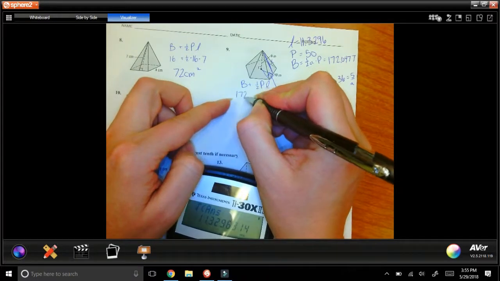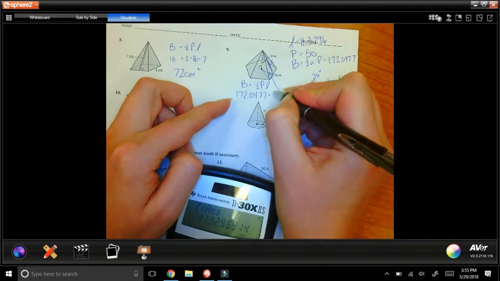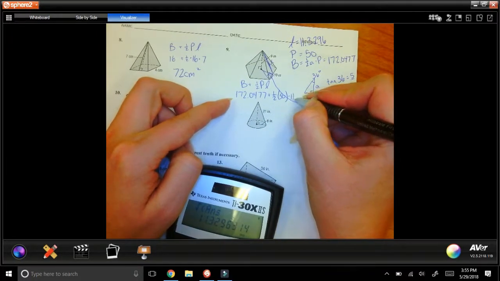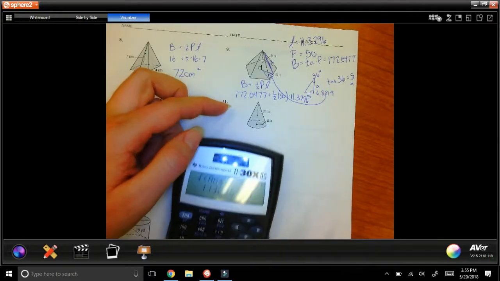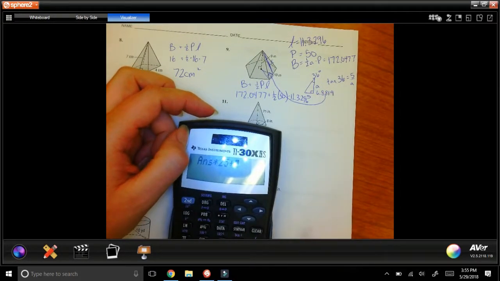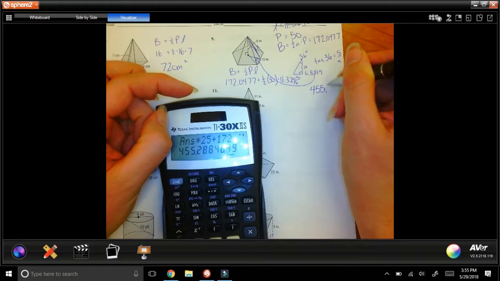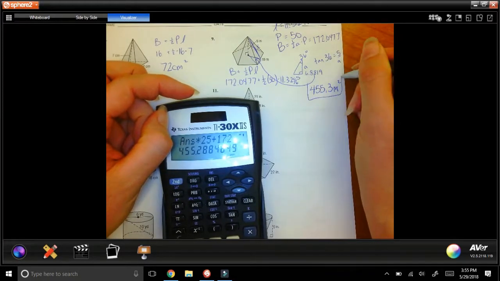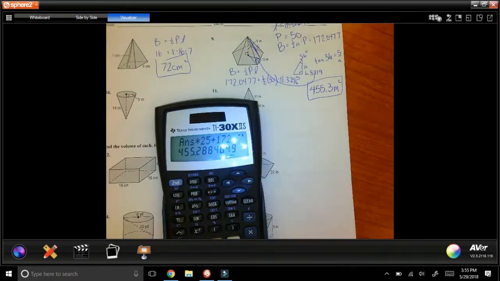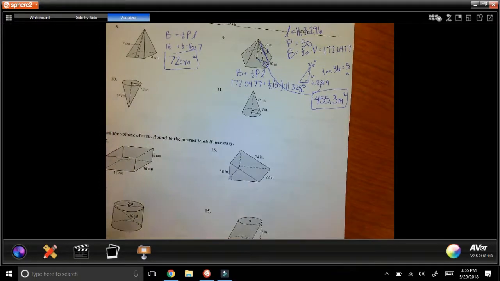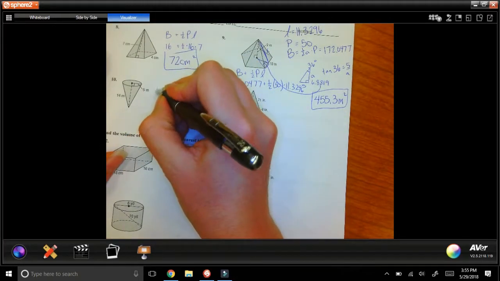So the area of the base, the perimeter of the base times the slant height, surface area is 455.3 and that's square meters. So feel free to pause it there if you need, or go back and rewind. This next one, surface area, is the area of the base.